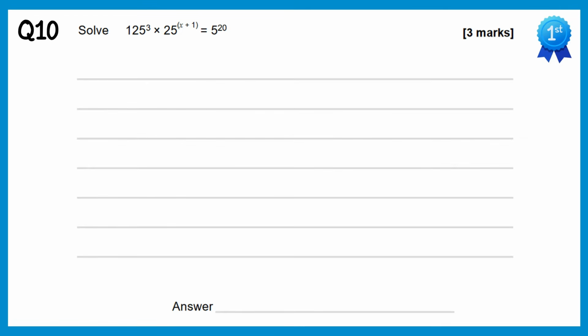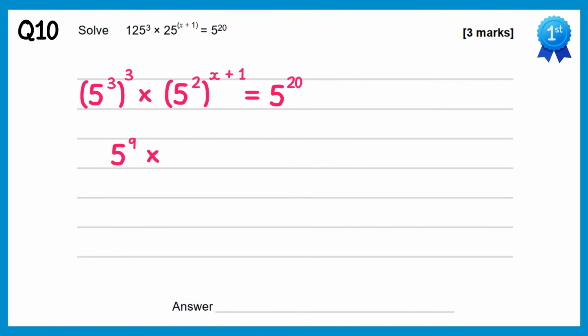For this question, we've got lots of powers of 5. So 125 is just the same as 5 cubed, so we have 5 cubed, and then this is cubed. And 25 is 5 squared, so times 5 squared to the power x plus 1 equals 5 to the power 20. We can use the bracket to the power law, so multiply the indices. 3 times 3 is 9, so 5 to the 9, and then we multiply 2 by x plus 1, so 5 to the power 2x plus 2 equals 5 to the power 20.